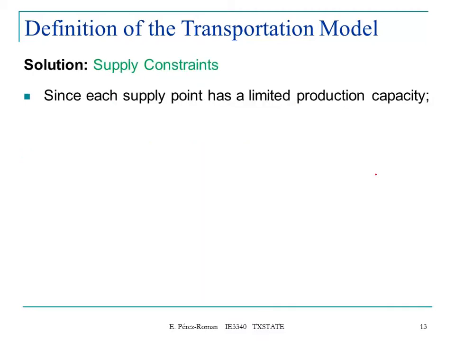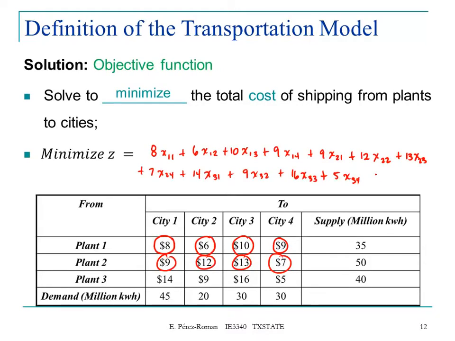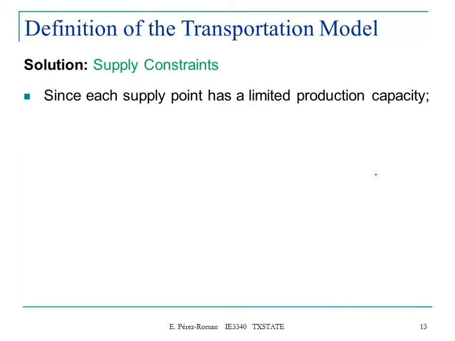Now, we're going to have some supply constraints. Since each supply point has a limited production capacity, we need to provide a constraint to limit that production capacity. So we know that for plant 1, the capacity is 35, plant 2 is 50, and plant 3 is 40. So we're going to use that information to formulate the constraints for the supply.